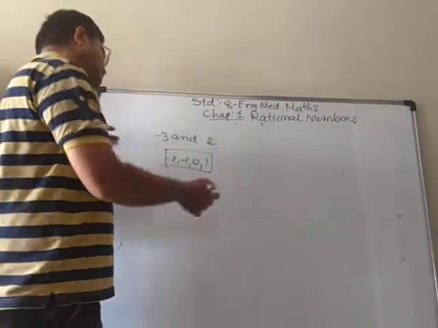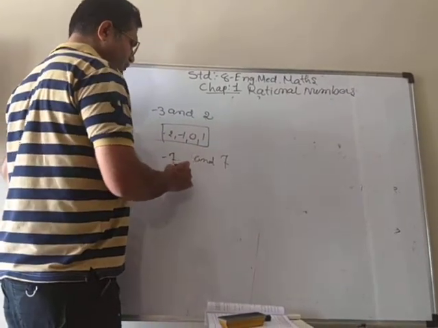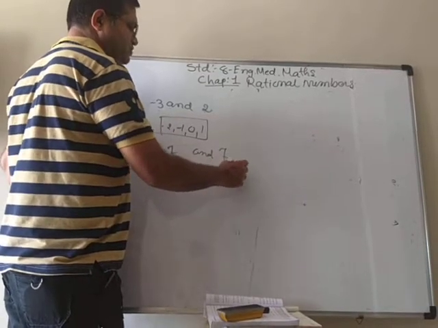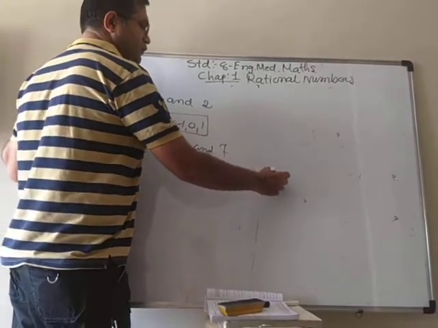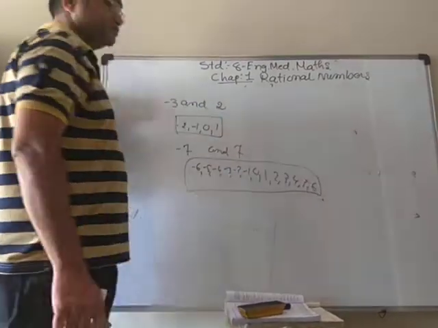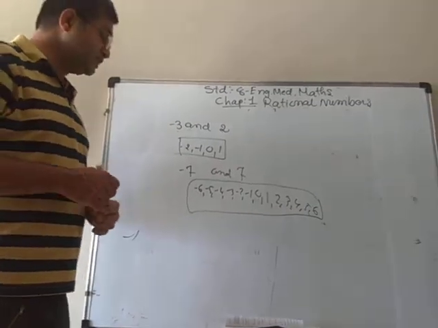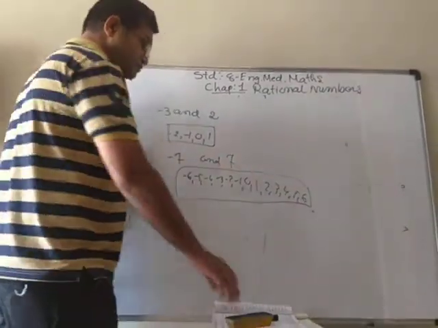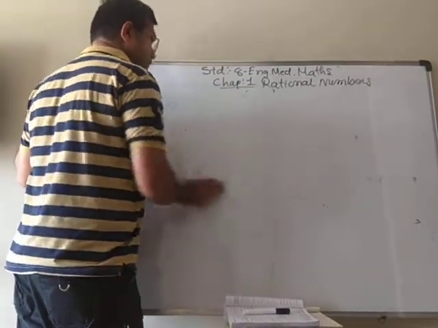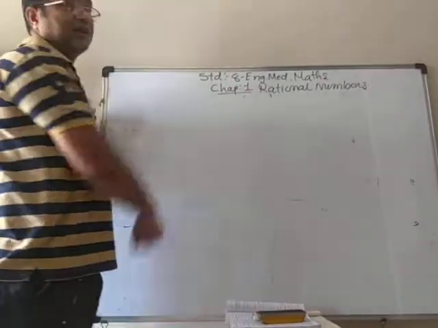We can tell exactly how many are there between those 2 integers. If you are given another also like -7 and 7, so you know that from -6, -5, -4, -3, -2, -1, 0, 1, 2, 3, 4, 5, 6. Means you can count how many numbers are there between those 2 integers. But now we have to understand how many rational numbers are there between any 2 rational numbers.